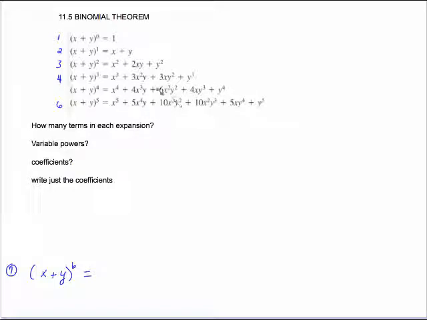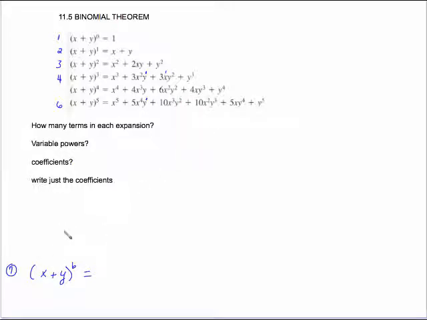And at the same time, the sum of the powers must equal the exponent. So 2 plus 1 gives me 3. 1 plus 2 gives me 3. Jump down here to 5. 4 plus 1 is 5. 3 plus 2 is 5. 2 plus 3 is 5, etc.